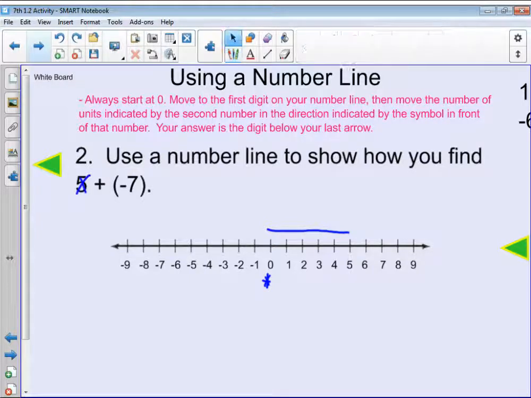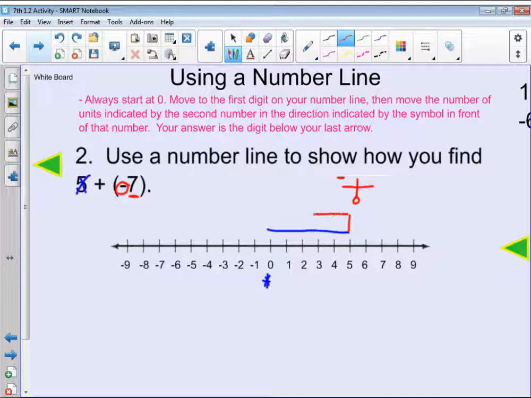Now I've got plus a -7. So now I need to go in the negative direction 7 places. So I'm going to move this up so that we can see where we're going. And I want to go 7 places in the negative. Remember, negatives are over here on our number line. So 7 places. There's 1, 2, 3, 4, 5. Puts me back at 0. 6, 7. This is my final answer. So we would get -2 for an answer of 5 plus -7.